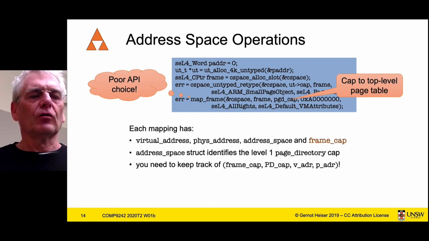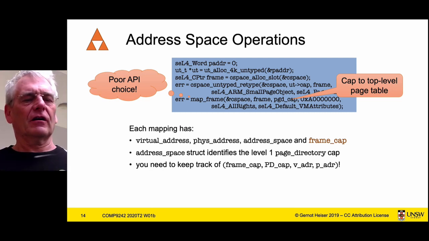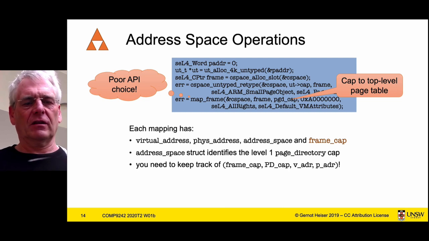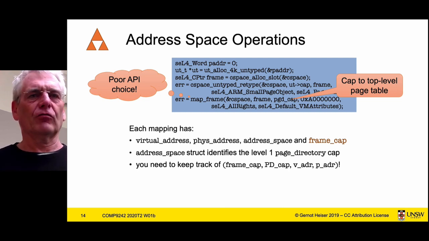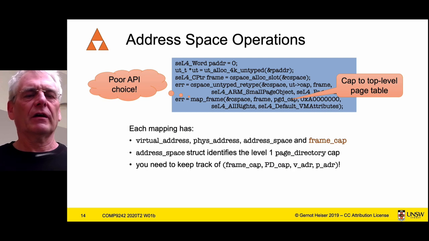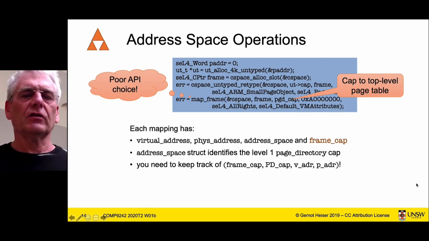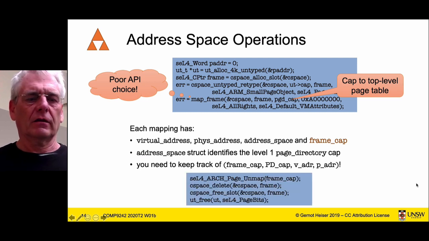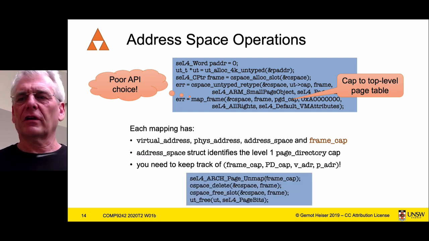Obviously, if you do a mapping, you need a virtual address and a physical address. The virtual address is specified by a position in the page table, and the physical address is specified by a reference to a frame. And the address space, of course, is the reference to the top level page table, and the frame capability is what you map in there. And you need to keep track of this. And there's a bunch of operations that help you doing this.